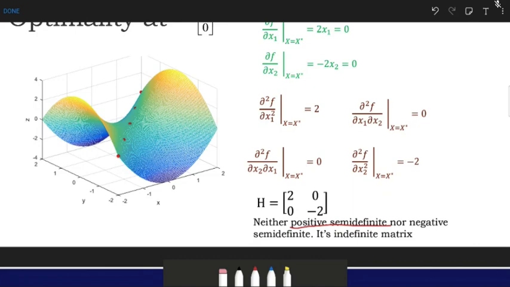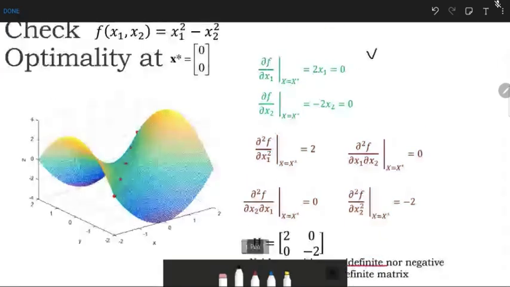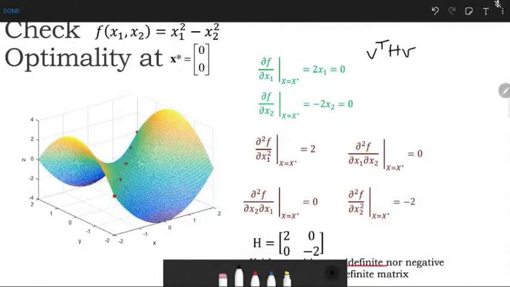How do I check if this is positive semi-definite or not? If there is something like some V transpose HV, positive semi-definite means it is greater than or equal to 0. What is V? V is apparently any non-zero vector. So you can take any non-zero vector. It will work.